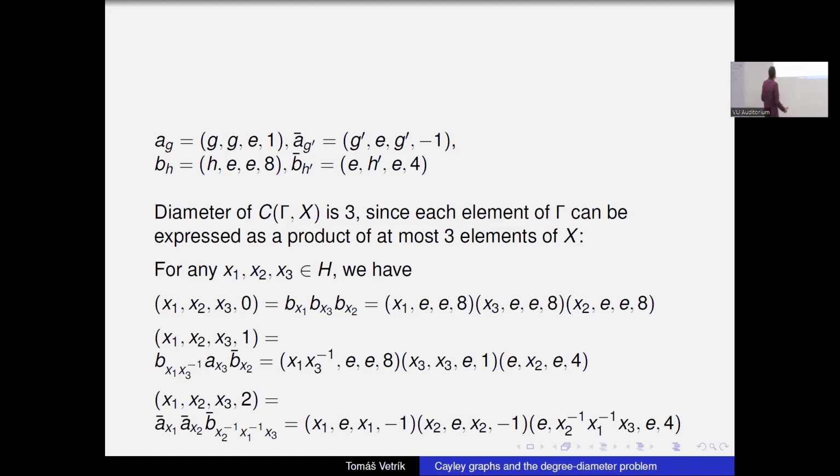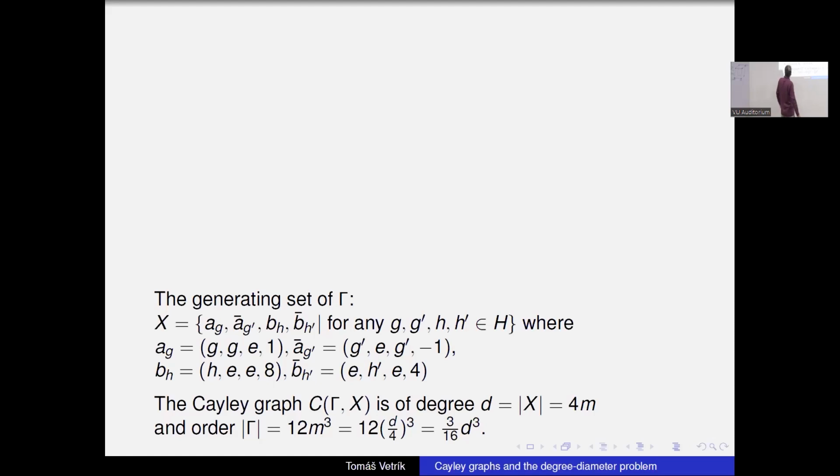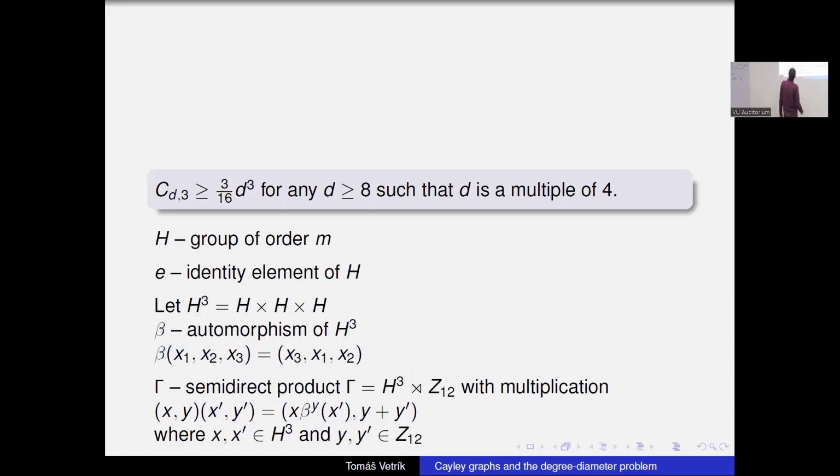Now, very similarly, just with much more complicated generators, is applied here. Here we want to show that the diameter of this particular graph is 3. So every element must be expressed as a product of at most 3 generators. So what is this group which we are using? It's not mentioned here, so let me put it a bit back. So the group which we are using is mentioned here.